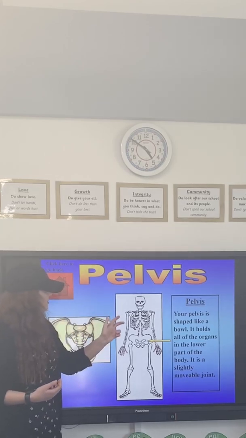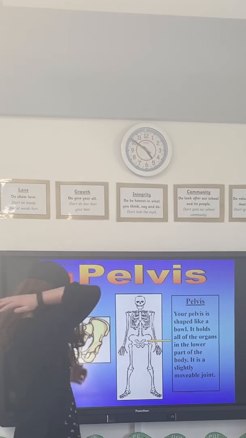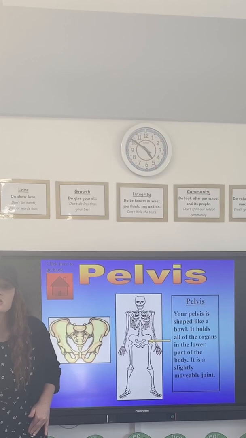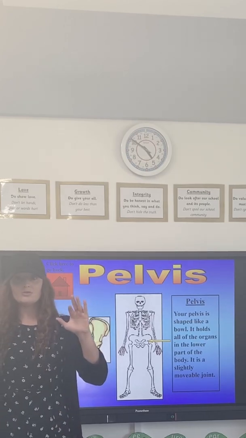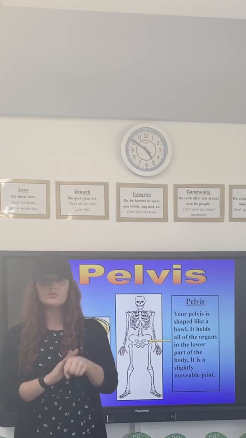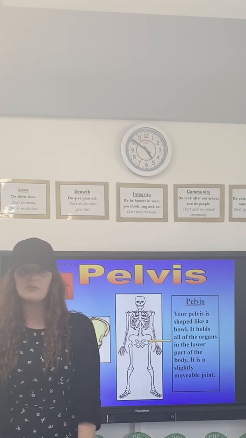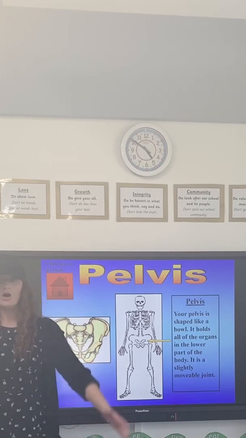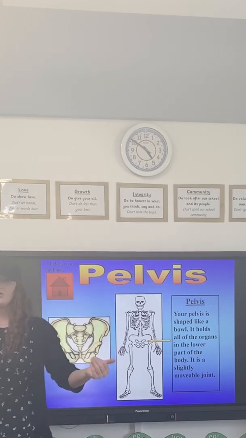So we've got our pelvis, we've got our scapula, we've got our femur, which is the largest and longest bone in the human body. We've got our hand bones, our carpals, our metacarpals, our phalanges, our feet bones, our tarsals, our metatarsals, our phalanges. We've got our skull, lots and lots.